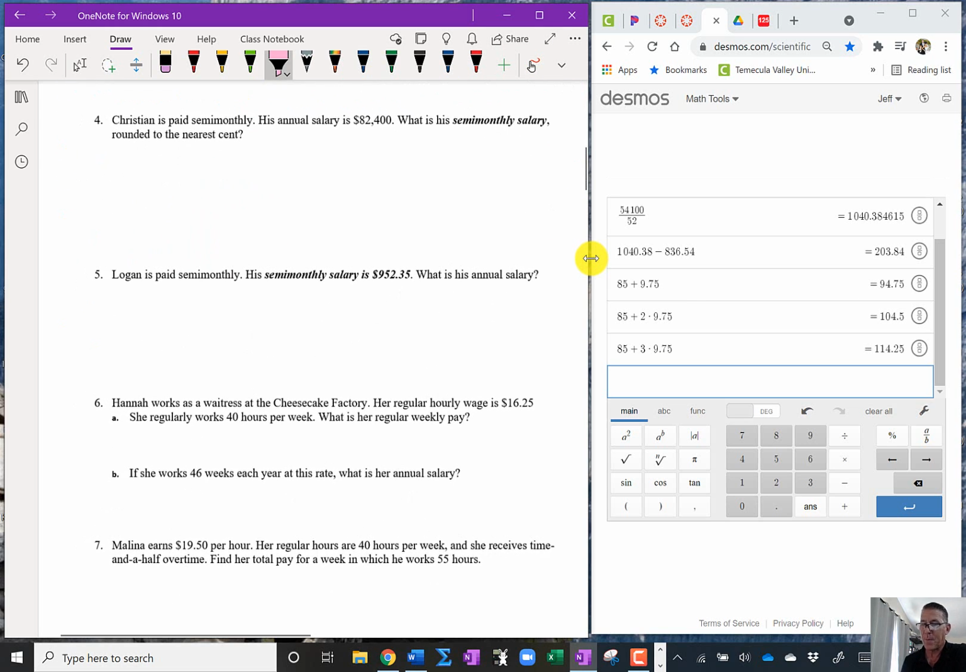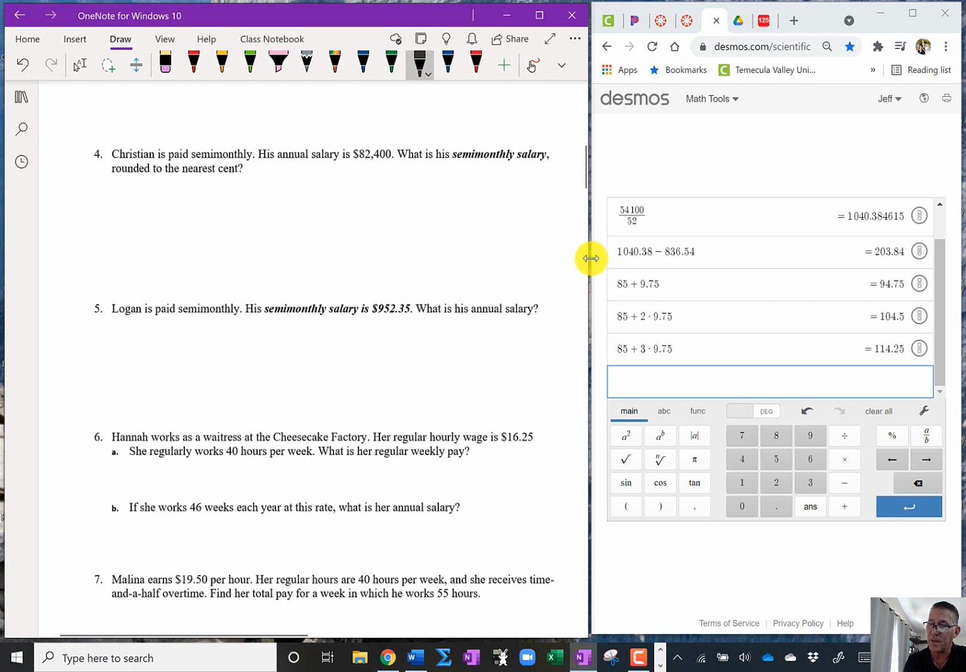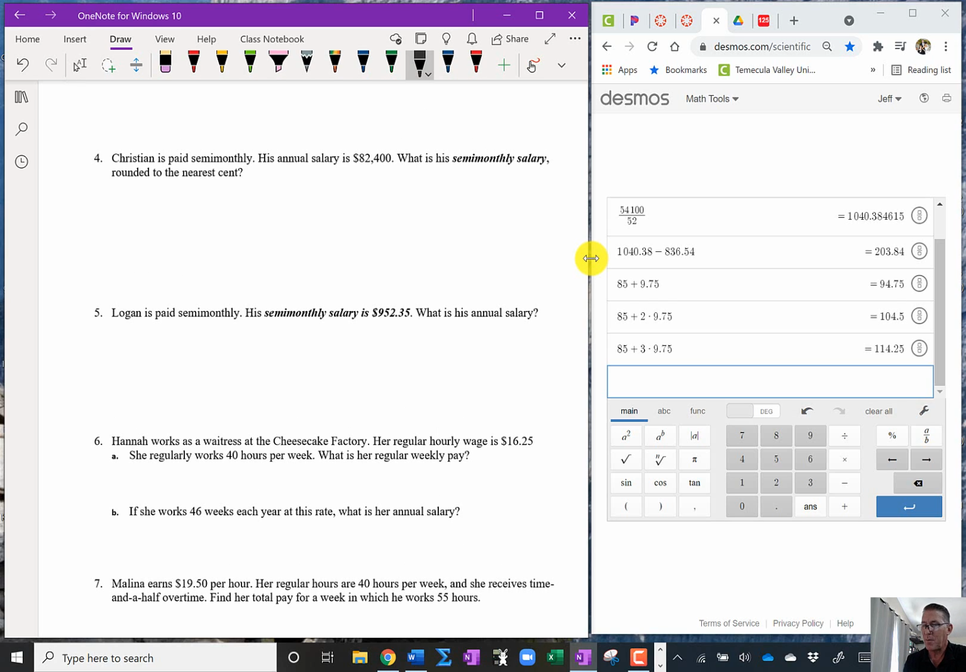Okay. Number 4. Christian is paid semi-monthly. His annual salary is $82,400. Question is, what's the semi-monthly salary? So first of all, semi-monthly is like every half month you get paid. So you're going to get paid twice a month. So for example, in February, since it has 28 days, you could get paid on the 14th and the 28th. But in March, which has 31 days, you could get paid the 15th and the 31st. All right, but you're going to be paid 2 times for every month.